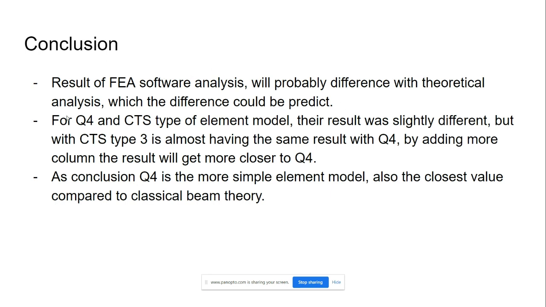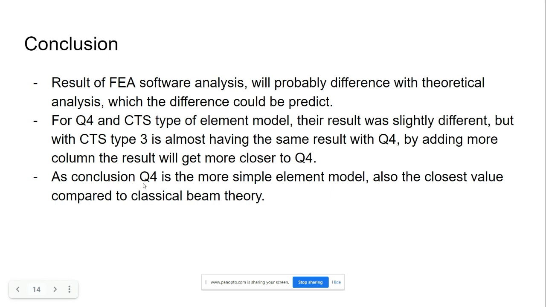So for Q4 and CTS element models, their results were slightly different, but CTS type 3 has almost the same result as Q4. So by adding more columns, the result should get closer to the Q4 value. So for CTS type 3, maybe if you add more columns in the element model, the result will get closer to the Q4 value.